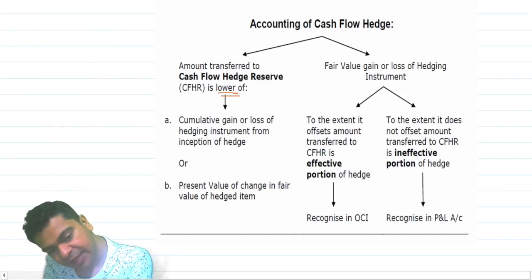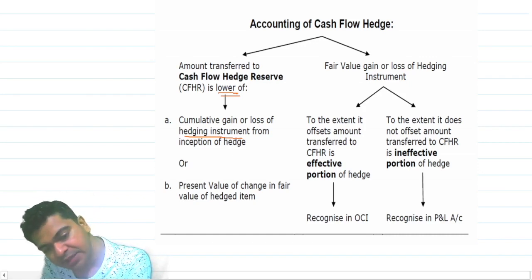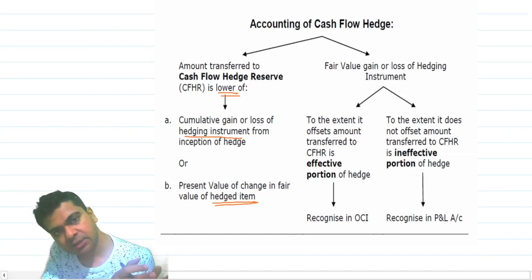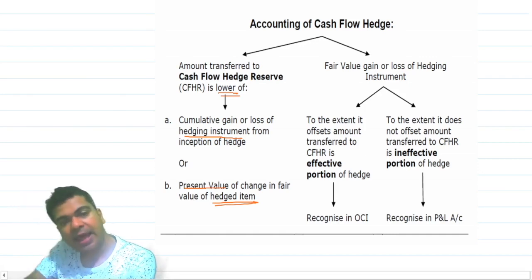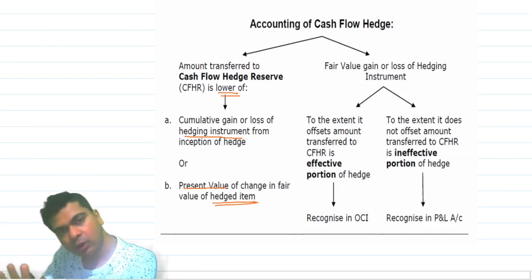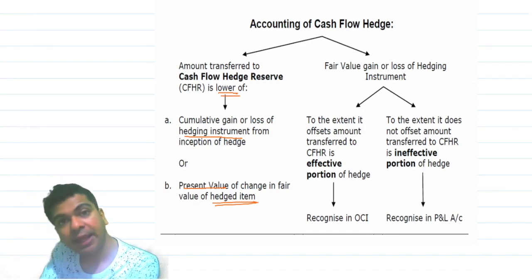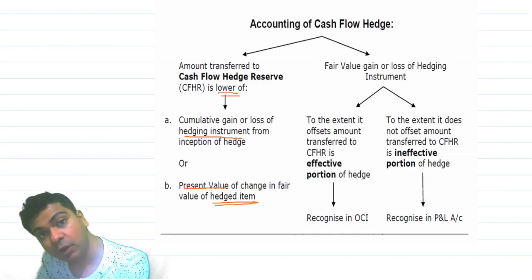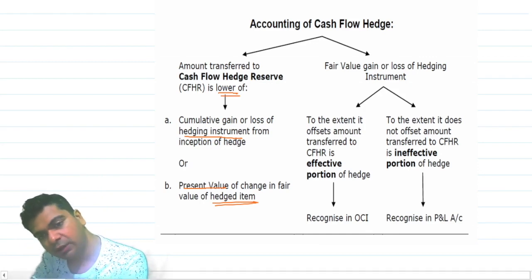the cumulative gain or loss of the hedging instrument from the inception of the hedge, or the present value of changes in fair value of the hedged item. Consider the hedged item and consider the hedging instrument. For the hedged item, what are the fair value changes? You have to work out its present value. And for the hedging instrument, what is the cumulative gain or loss? Compare the two. The lower of the two amounts will be transferred to the cash flow hedge reserve. It can be a fair value gain or a fair value loss, whatever. It will go to the cash flow hedge reserve. And remember, the cash flow hedge reserve ultimately is nothing but a part of your OCI.